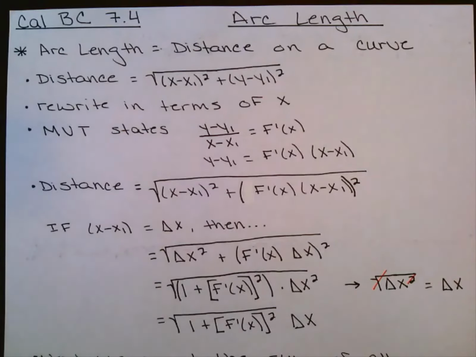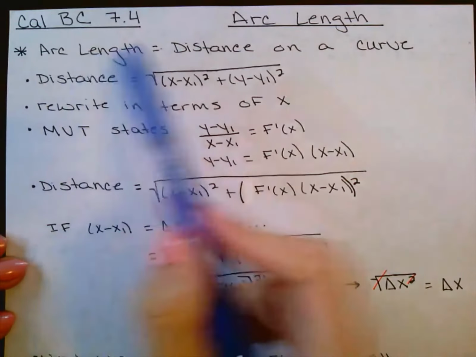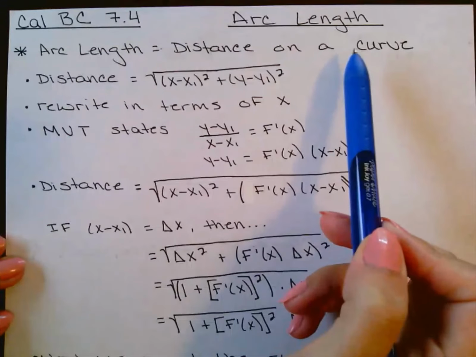Hey guys, this video is for Calculus BC and this comes from 7.4. It is called arc length. So arc length is really just the distance on a curve, okay?